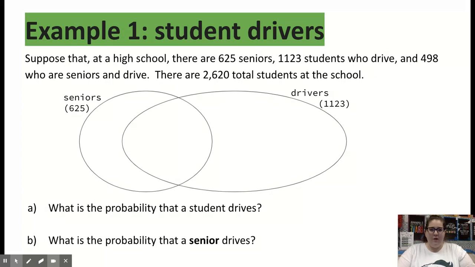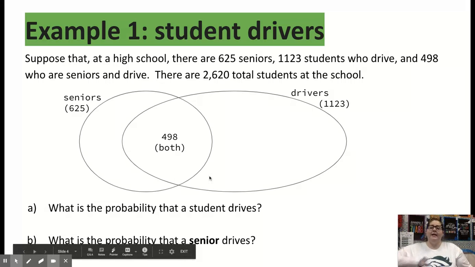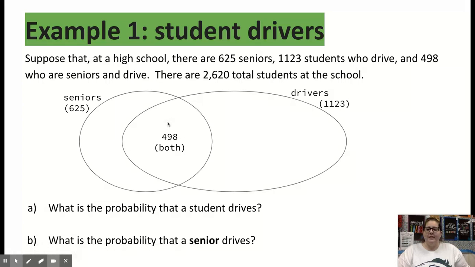We also know that there are 498 students who are both seniors and drivers. So they're in that overlap section that accounts for both. And if you remember what I talked about when we did some two-way tables last class, those 498 students are counted in the seniors total, and they're also counted in the drivers total, right? So that's kind of why they're in that overlap.